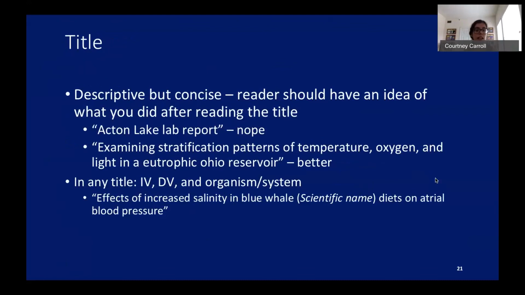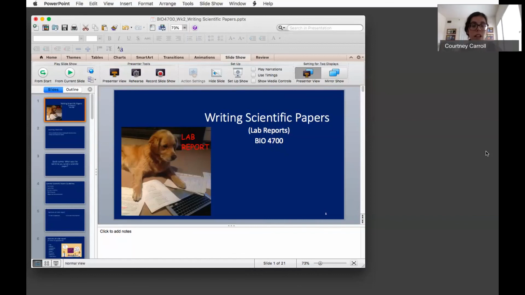And again, in any title, you want to have both your independent variable, your dependent variable, as well as the organism or system that you studied. Okay, so for that, we have now reached the end of scientific papers. You are now ready to do the activity on lab reports.